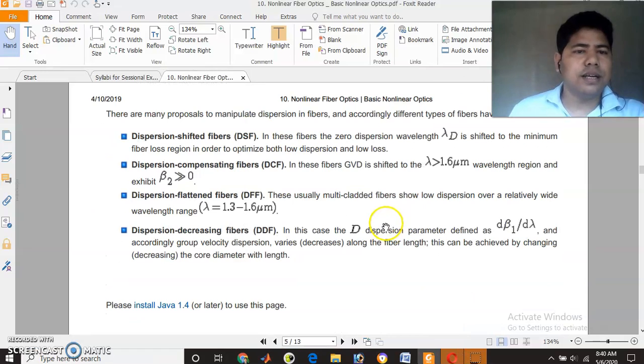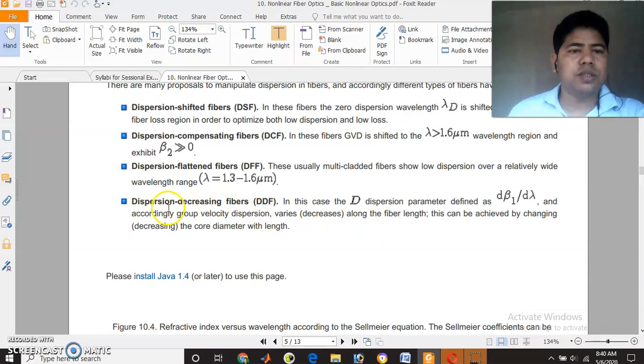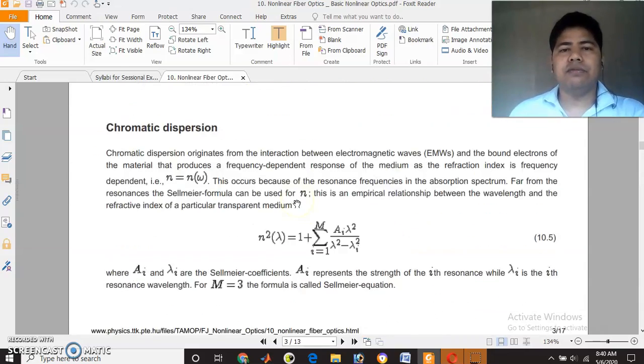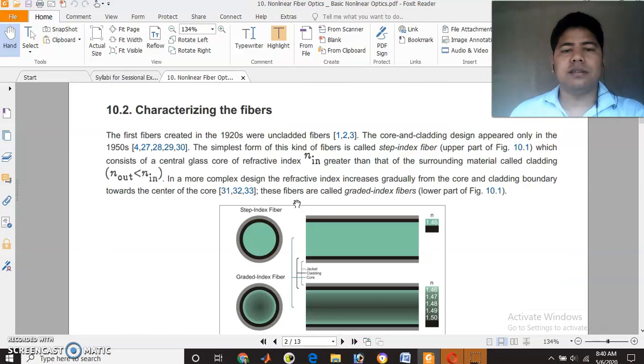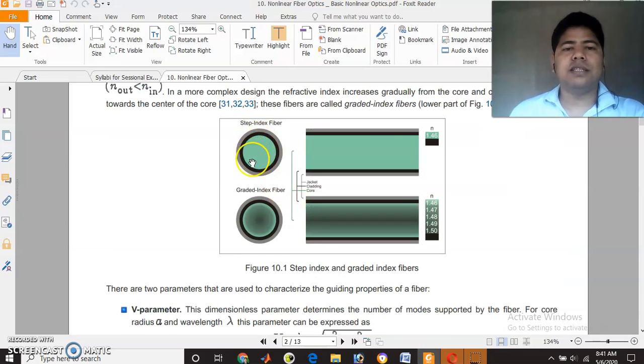Okay, so the last one is the dispersion decreasing fiber. In this case, the dispersion parameter is defined by this term, and accordingly the group velocity dispersion varies or decreases along the fiber length. This can be achieved by changing the core diameter with the length. Let us consider, for example, this is the core of the fiber.